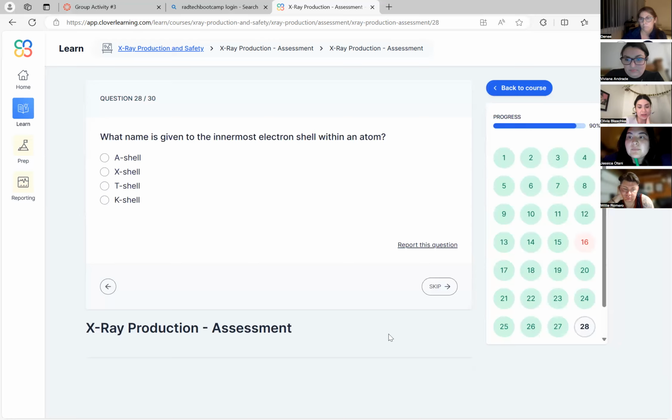We're almost done, guys. Danae, you are up next for question 28. What name is given to the innermost electron shell within an atom? That's the K shell.